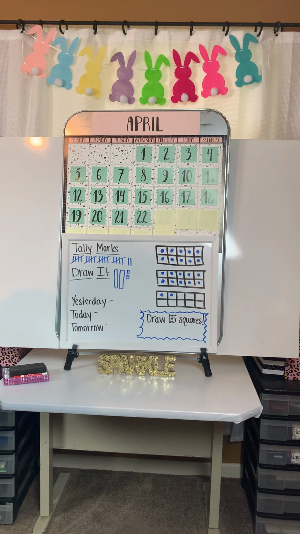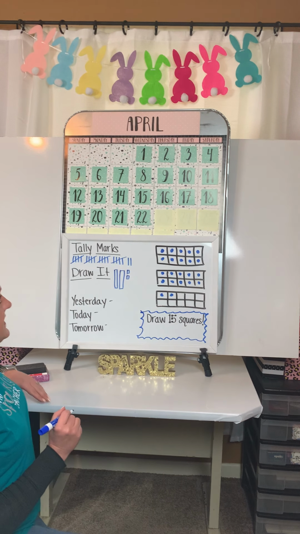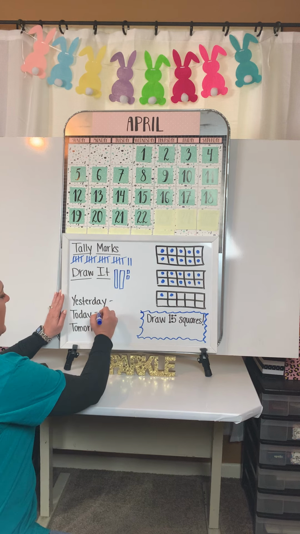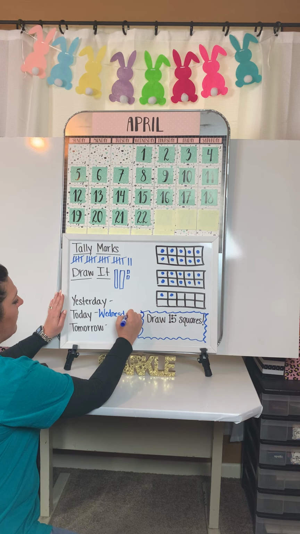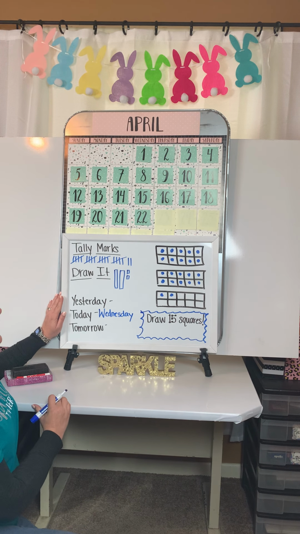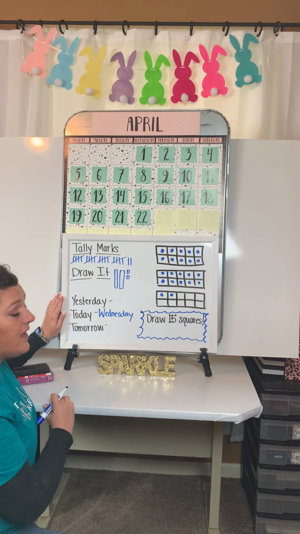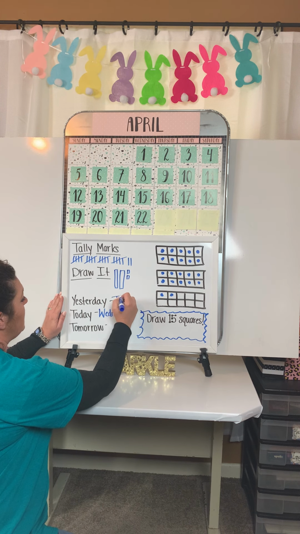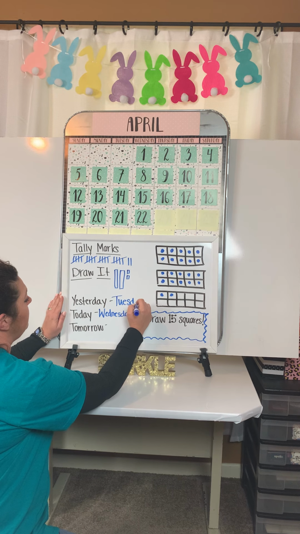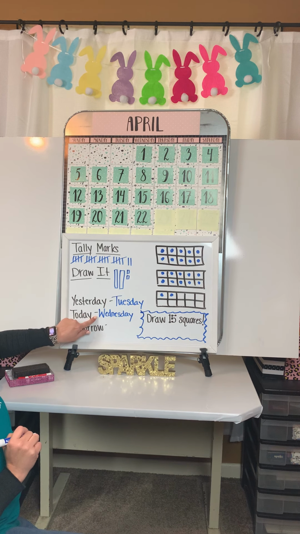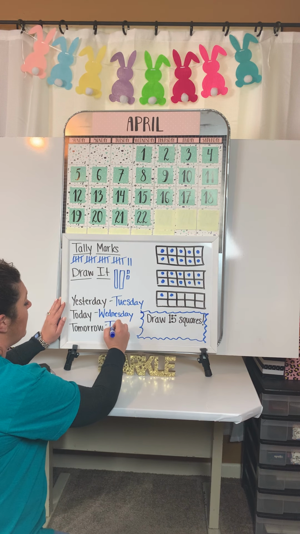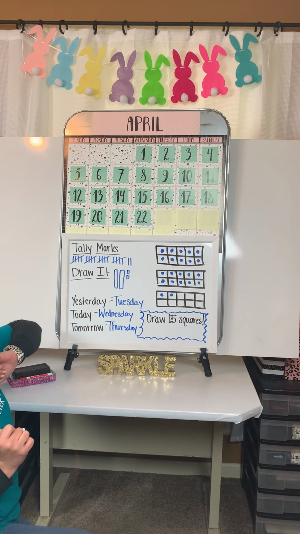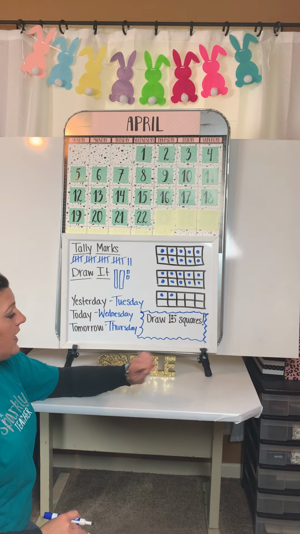All right, let's look at our days of the week. Friends, what is today? Today is Wednesday. If today is Wednesday, what was yesterday? Yesterday was Tuesday. And if today is Wednesday, what is tomorrow? Tomorrow is Thursday.